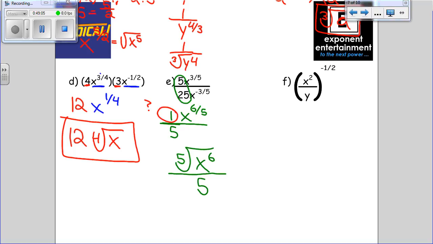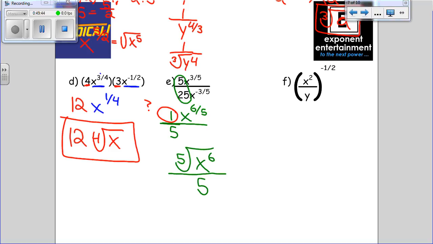Give me 1 minute. So if you're looking at F, we simplify anything inside the brackets we can. Nothing can simplify. Now we look outside the brackets, we notice that we have a negative. What was our trick with negatives on the outside of brackets? You flip everything on the inside. So it becomes y divided by x squared to the power of 1 over 2. The negative exponent is now gone.